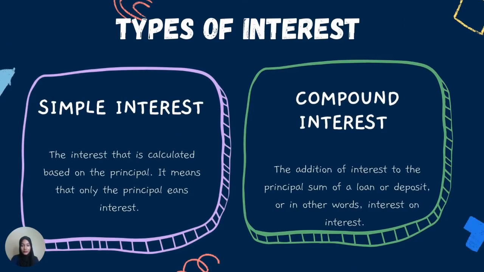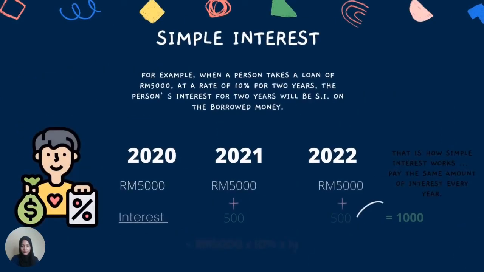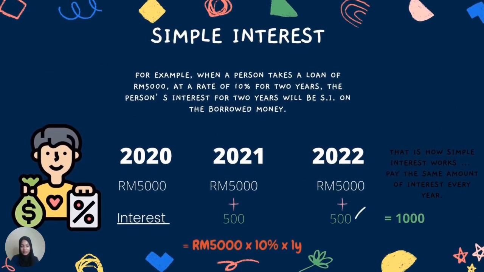So generally, there are two types of interest, which are simple interest and compound interest. Simple interest is the interest that is calculated based on the principal only. Compound interest is the addition of interest to the principal sum of a loan or deposit, or in other words, interest on interest. Let's focus on simple interest first.